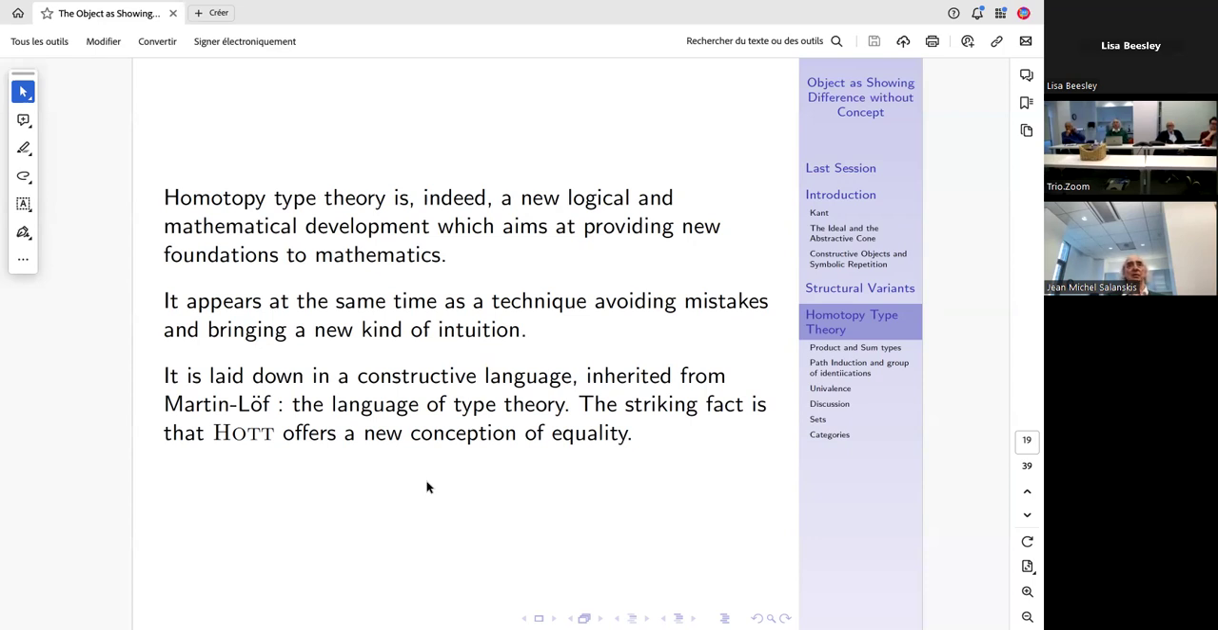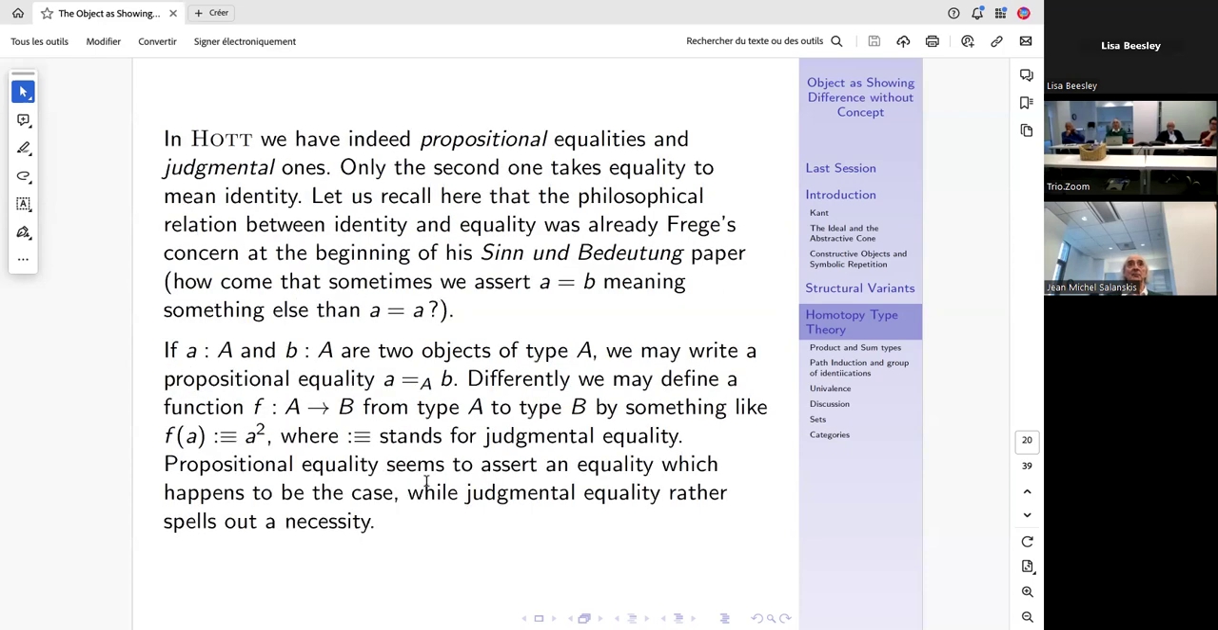And the important point, which intersects my discussion, is that HoTT, homotopy type theory, offers a new conception of equality. We learn, if we read HoTT, that we have a propositional equality on one hand, and judgmental equality on the other hand. So we have two kinds of equalities. Only judgmental equality seems to mean identity. So what we are dealing with is the philosophical relation between identity and equality. And I don't have to remind you that it's already Frege's issue in the famous Sinn und Bedeutung paper, because Frege asks, how come that sometimes we assert A equals B, meaning something else than A equals A? So he's already with this problem of identity and equality.